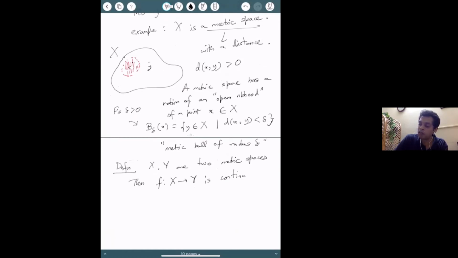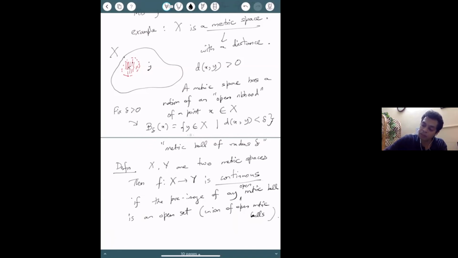So this is the definition of continuity of a map. It is continuous if the pre-image of any open metric ball, so it's all strictly less than delta, is an open set. And this open set means it's a union of open metric balls. Okay, so this is how the definition of continuity generalizes.